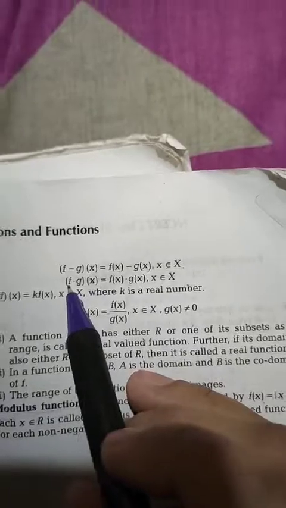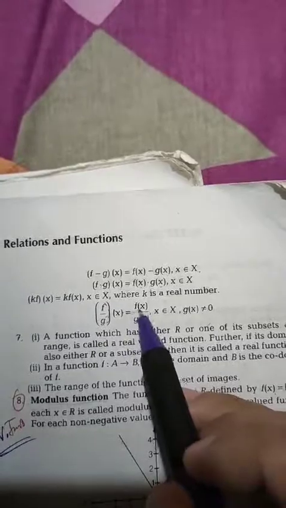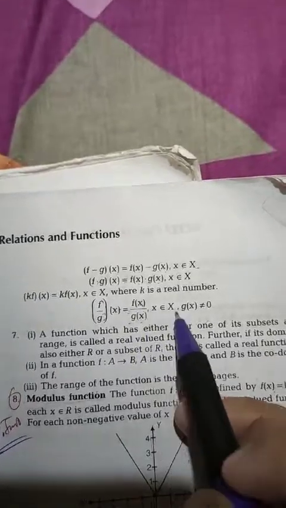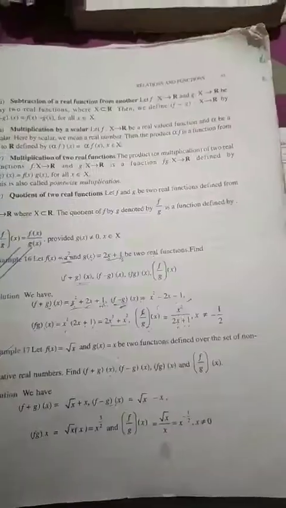As same, f multiplied by g, this dot means multiply, (f dot g)(x) equals f(x) dot g(x). As same, f upon g means the divide sign we are going to apply here, would be f of x divided by g of x. Okay, so these functions will apply in exercise 2.3. So first I will start with some examples.